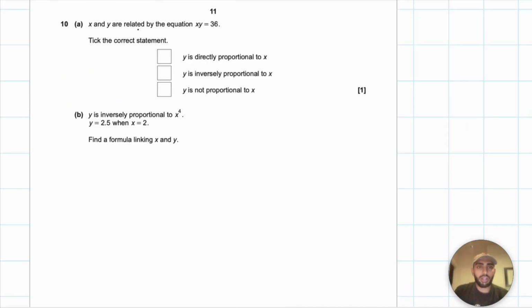Question 10. x and y are related by the equation xy equals 36. Tick the correct statement: y is directly proportional to x, inversely proportional, or not proportional. Let's first think about the relationship between x and y. If x is 1, y is going to have to be 36, because 1 times 36 gives me 36. If x is 2, y would have to be 18. If x is 3, y would have to be 12. If it's 4, that'd be 9. If it's 6, that'd be 6. And if it's 9, that'd be 4.